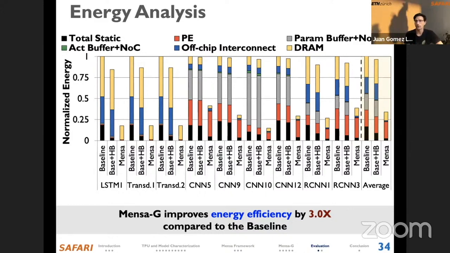Yeah, I wonder whether the performance of the baseline and the baseline with the high bandwidth memory could also change significantly with this tailored data flow, or this custom data flow for Mensa? Yeah, we didn't do this analysis. We don't have this analysis, but I think it would definitely have some improvement.